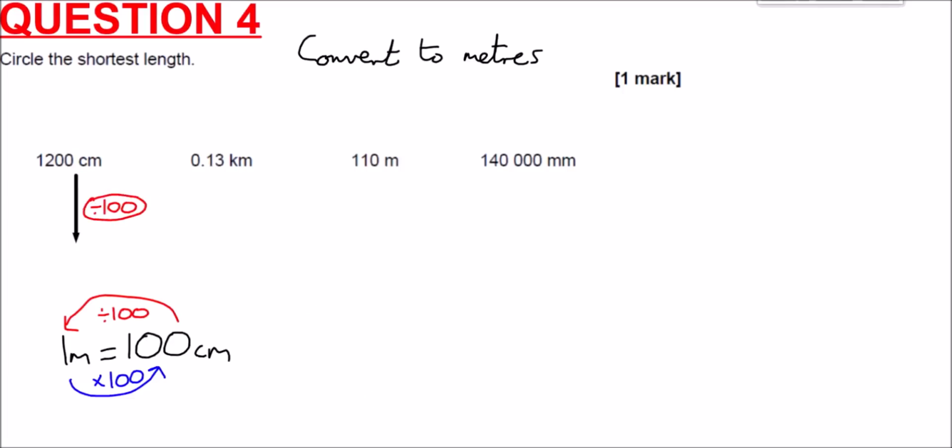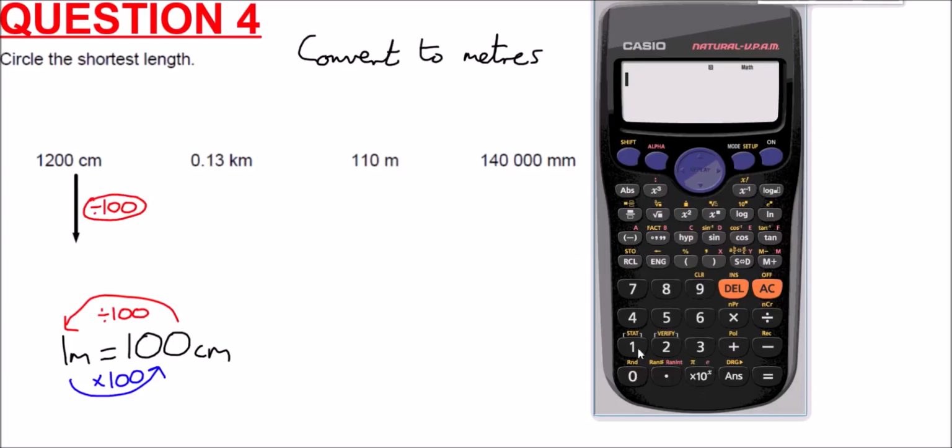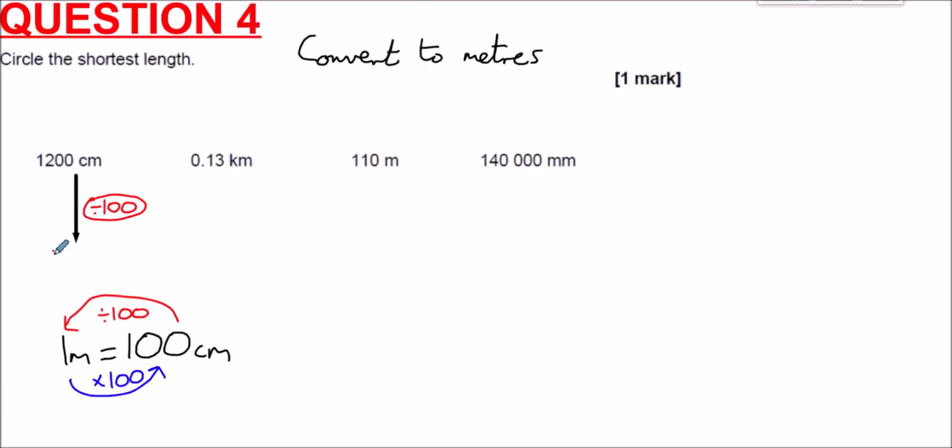So 1200 divided by 100, let's just see. We should have 12 metres. So 1200 centimetres, we've just worked out is 12 metres. Using this here as our conversion.